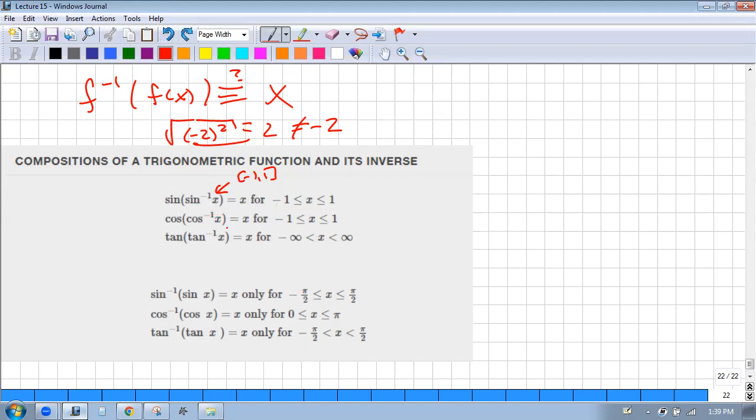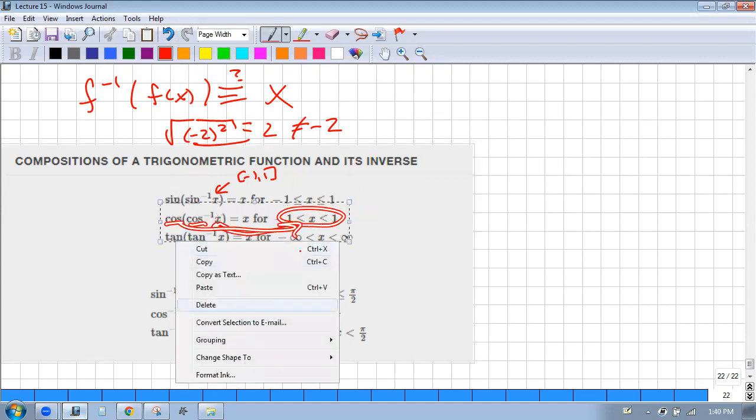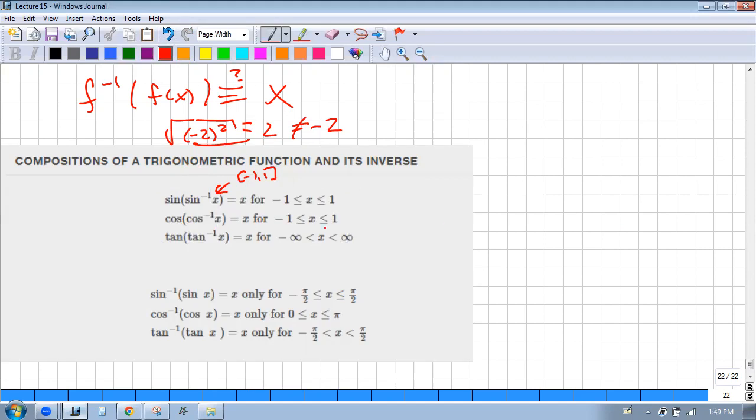Same thing with the cosine inverse. This guy can only accept these numbers, right? It spits something out, and cosine always gives you something between minus 1 and 1. So as long as it's defined, you're going to get your x back. Same thing with tangent inverse. It's these doohickeys here where you have an issue, okay?